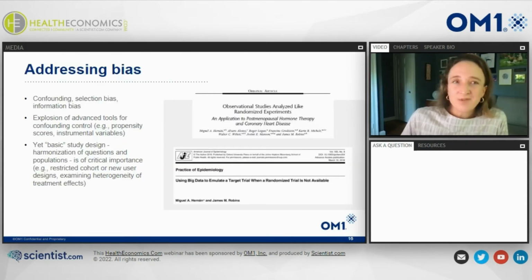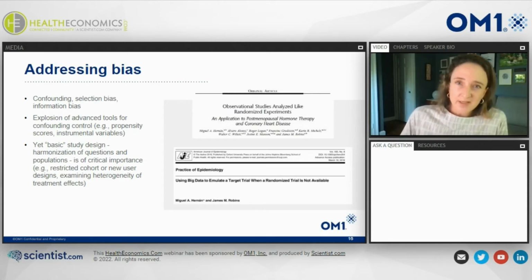So just wanted to talk a little bit more about bias. So the major sources of bias in these designs, as I mentioned, of course, is confounding. There's also selection bias and information bias, or the mismeasurement of information on treatment, confounders, outcomes, etc. And all of these things can lead to spurious findings or can mask or distort associations that truly do exist.